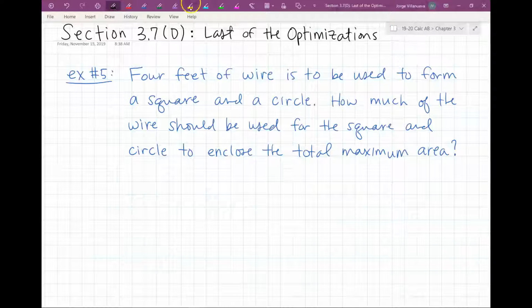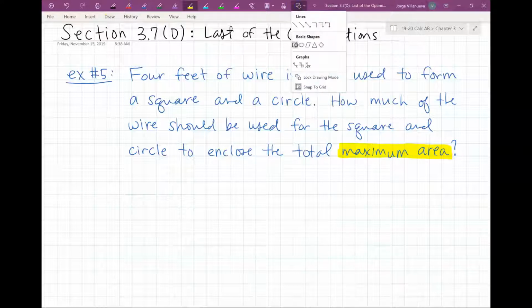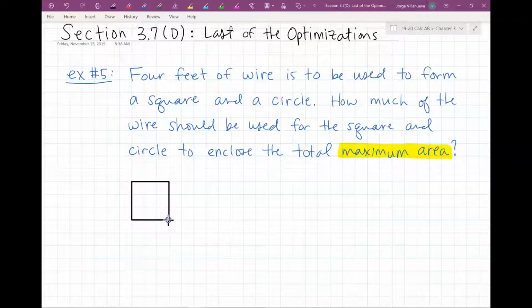So what am I going to optimize? What is it that I'm taking a derivative of? Area, right? Because they said maximize area. Okay, so I'm going to maximize that. Sorry, it was frozen. So I'm going to kind of think about my situation here. I'm going to have a square and I'm going to have a circle. Okay, so I have a square.